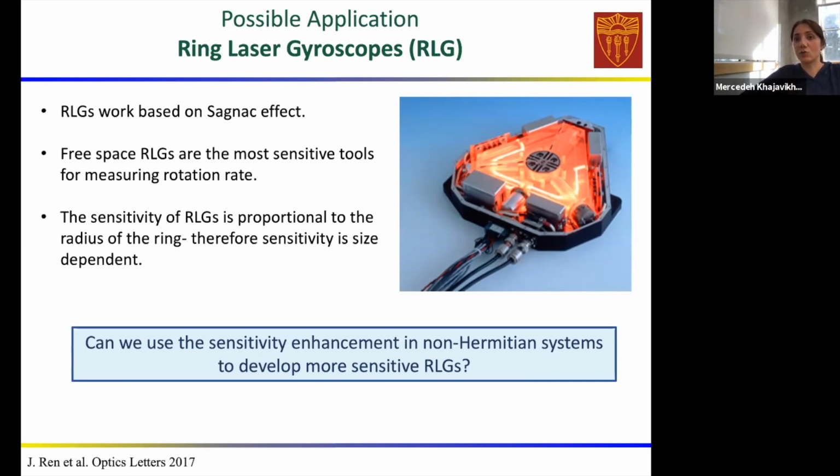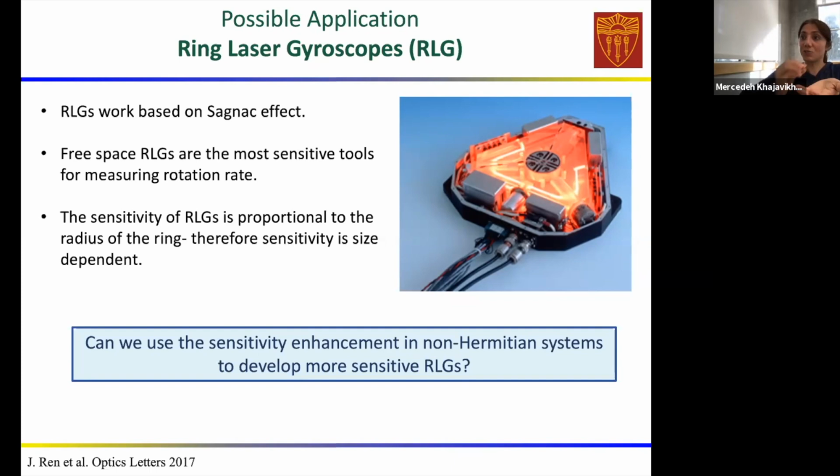Now, if you introduce gain in this cavity, whatever, so if you have a resonator and you put it in a rotating frame, if it's passive, the light travels in one direction and acquires a phase that is different than the one that rotates in the opposite direction.